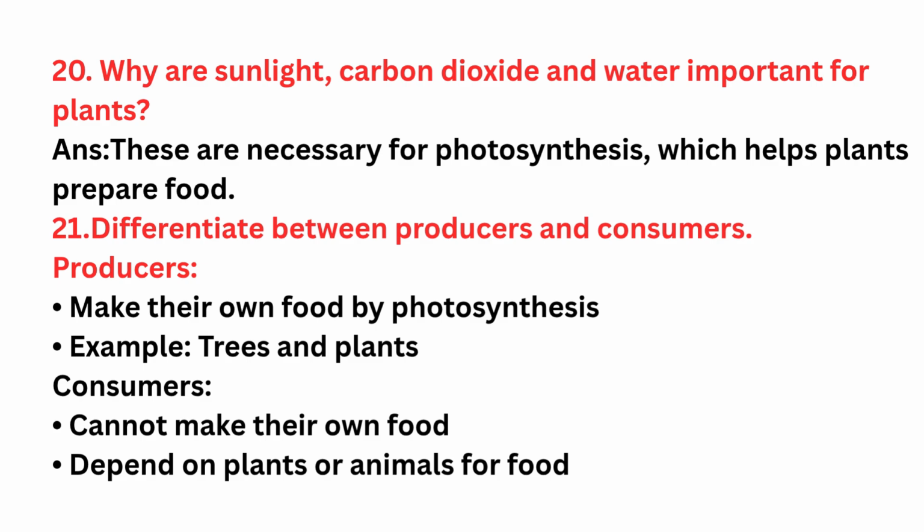Question number 20. Why are sunlight, carbon dioxide and water important for plants? Answer: They are necessary for photosynthesis, which helps plants prepare their own food. Question number 21. Differentiate between producers and consumers. Answer: Producers make their own food by photosynthesis. Example: trees and plants. Consumers cannot make their own food; they depend on plants or animals for food.